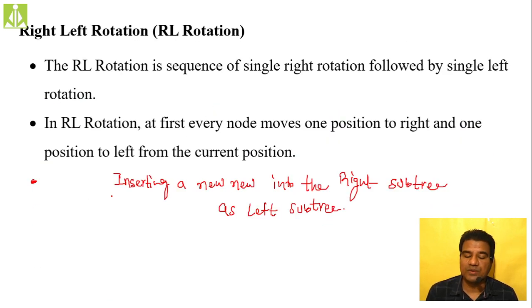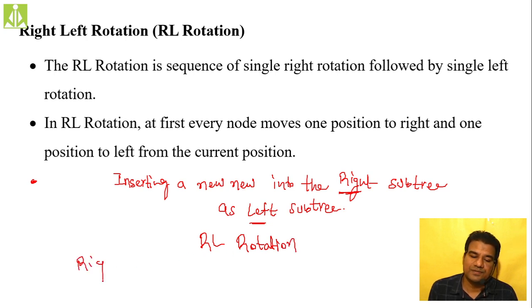Inserting a new node into the right subtree as left subtree. Whenever you are doing this, and because of this insertion your tree is losing the balance factor, then immediately you have to perform what type of rotation? First you are writing right, so R from this right, and then left, so L from this left. So RL rotation, that is right left rotation, you have to perform. And it is a combination of two rotations.